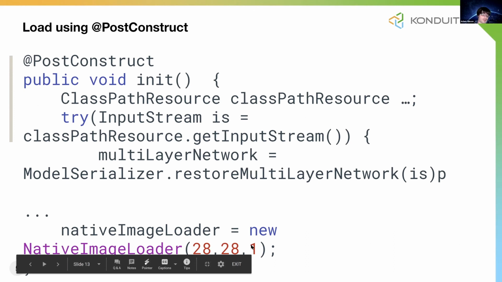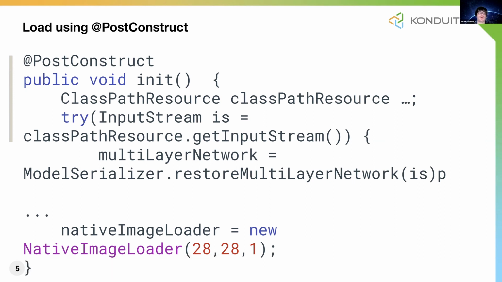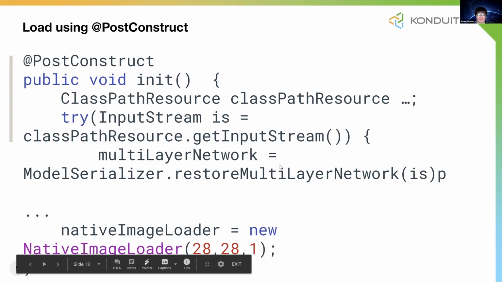In this case, as you know with MNIST, it's 28 by 28 pixels, so rows and columns, and then one channel. If you're not familiar with images, if they're color they generally have 3 channels, RGB. But when you have black and white, you typically only do 1 channel. And so after the application's created, we load the network, and then we load, in this case, our data pipeline.